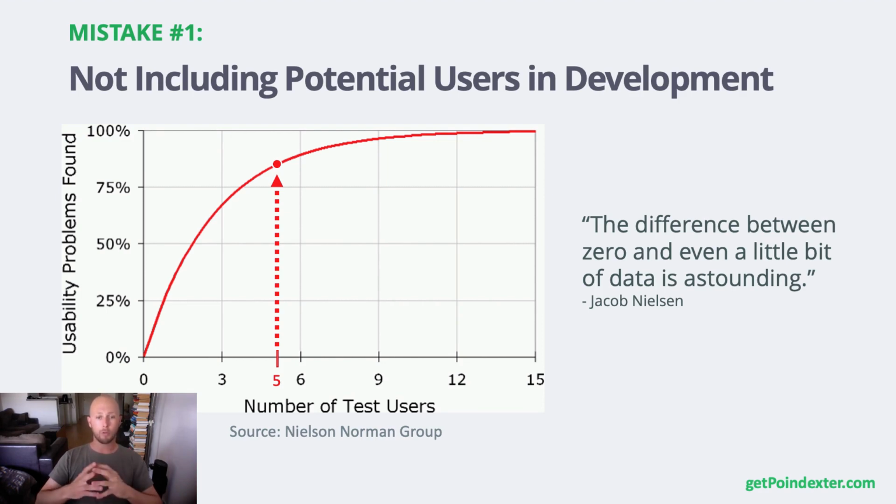I put a quote over here. This is the Nielsen-Norman group, by the way, that conducted the study. But I put a quote from the study that is over on the right here, which is, the difference between 0 and even a little bit of data is astounding, which if you just look at this graph, obviously 0 people is giving you 0 information, right? But 1 person can actually get you up to about, what is that, a little above 25% maybe of your usability issues. So this is really practical to know.